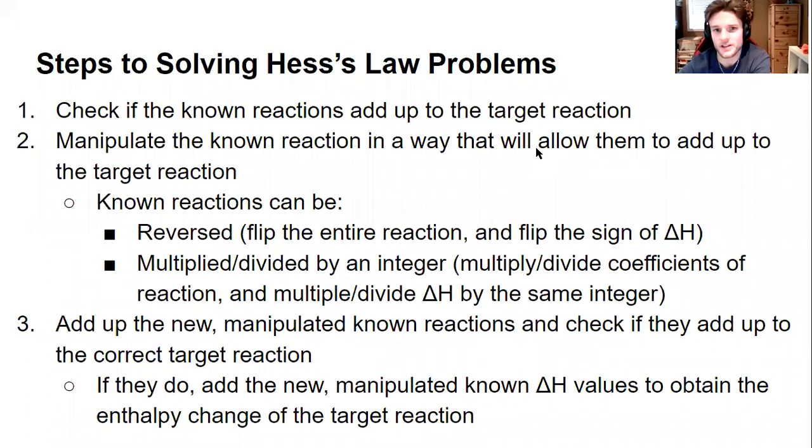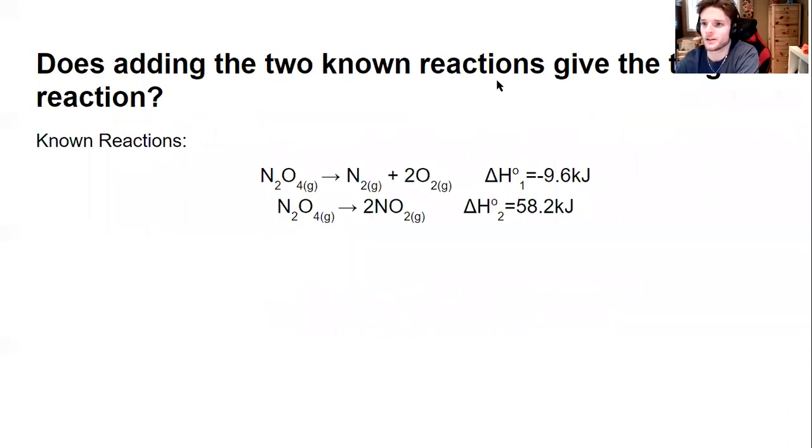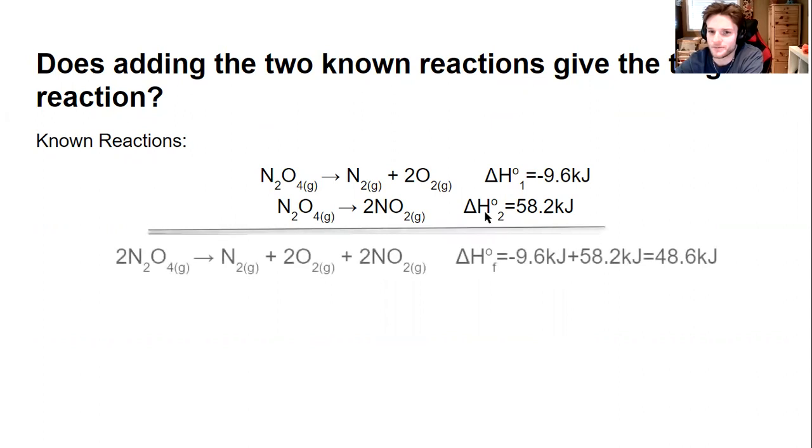So we have some steps here to solving Hess's law problems. We also saw this in the last video. Pause it here if you'd like to reread them. So let's check if adding up the two known reactions gives the target reaction. Our known reactions are right here, and we also know the enthalpies for those reactions. So let's add them together.